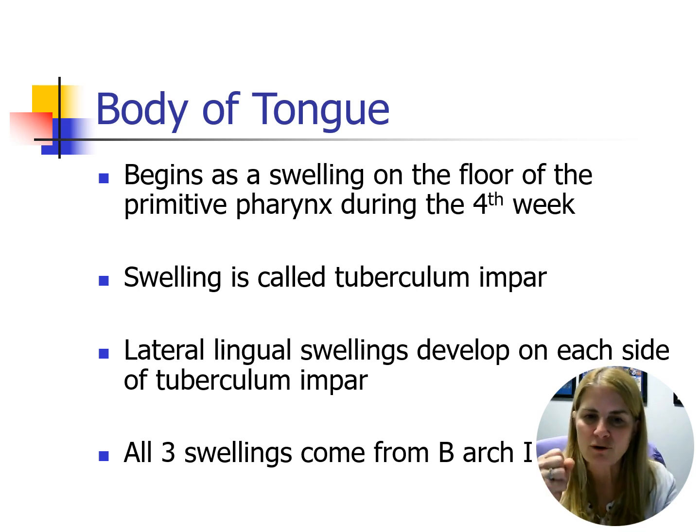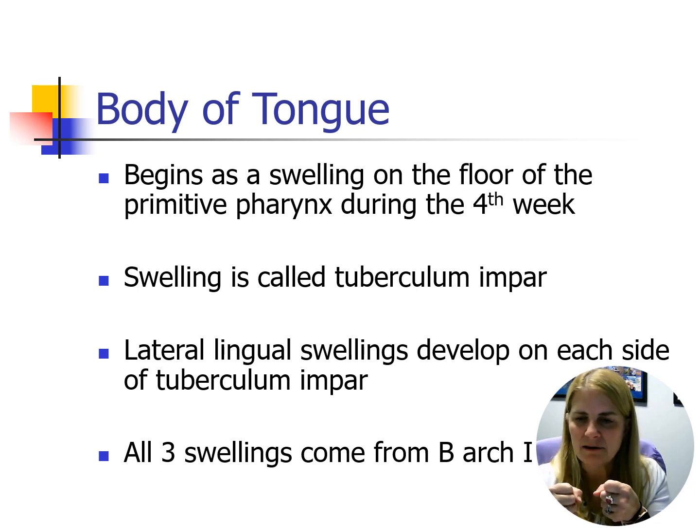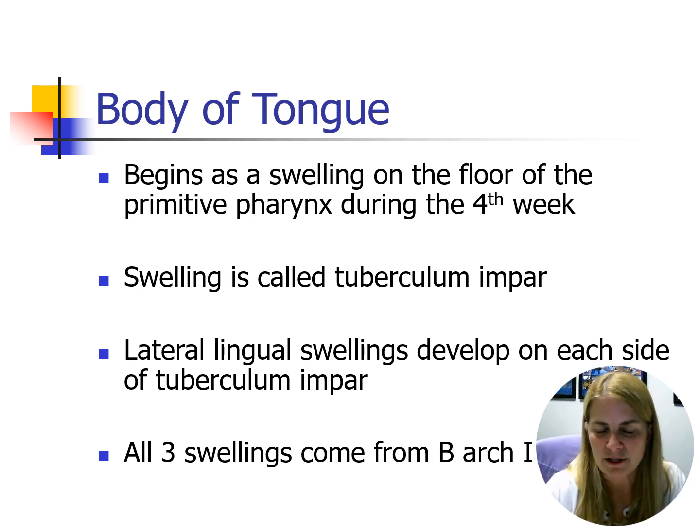Then there are going to be lateral lingual swellings on either side of that tuberculum impar that are going to grow and encompass that tuberculum impar. They're going to grow anteriorly, and they're going to meet in the middle, where the median lingual sulcus is, and that's going to become the body of the tongue.